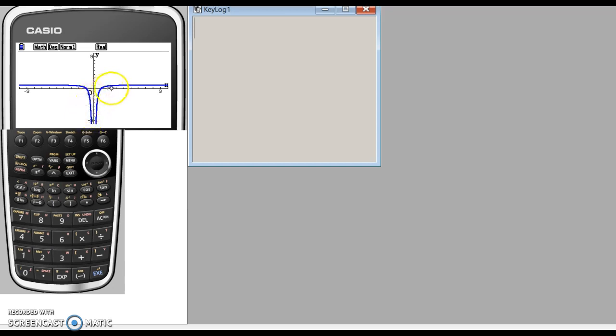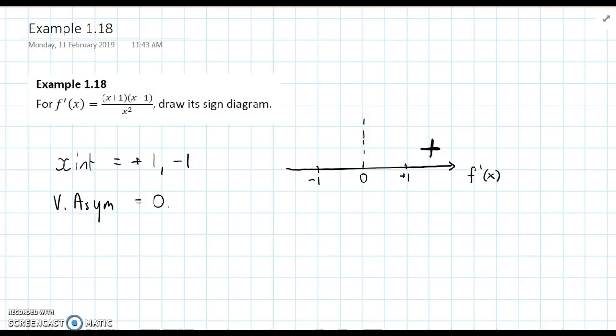Our graph value, which we checked already, is positive after 1, negative between 0 and 1, negative between 0 and negative 1, and positive to the left of that negative 1 value. So those values can go into our sine diagram. Correctly labelled will be what we're looking for in the first derivative sine diagram.